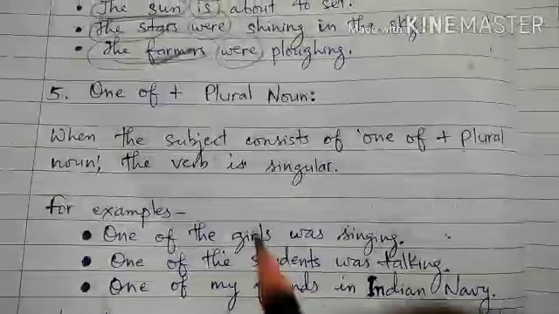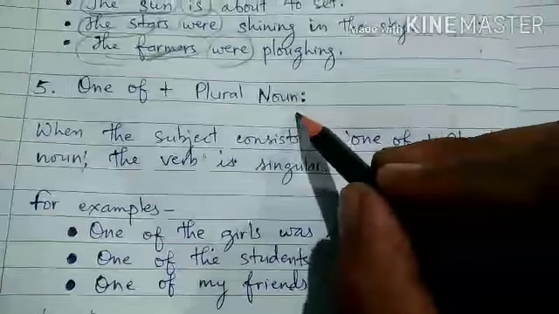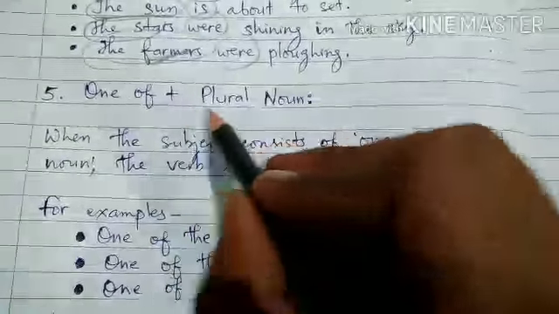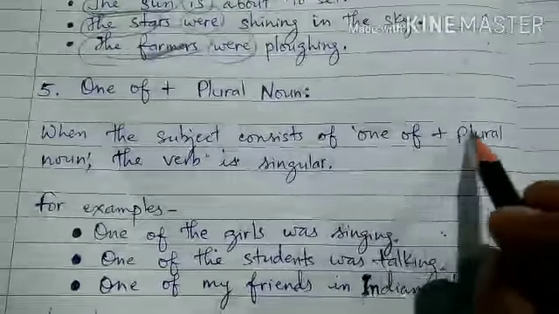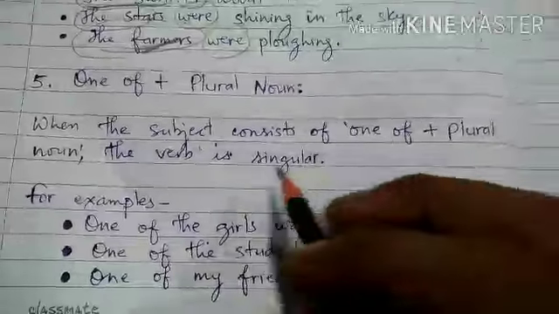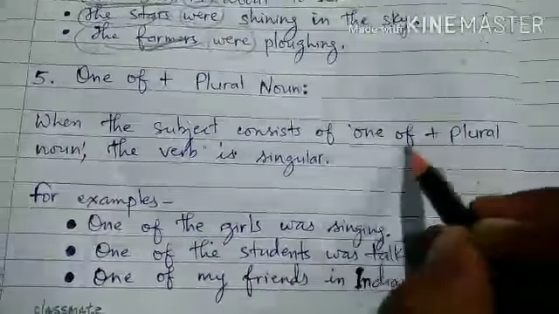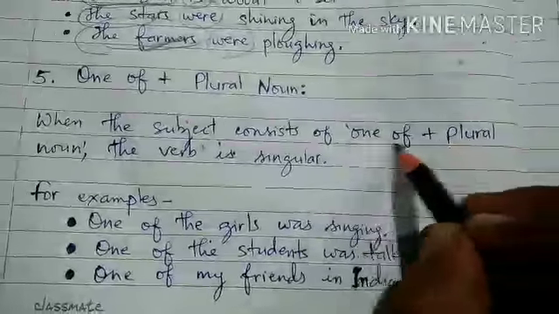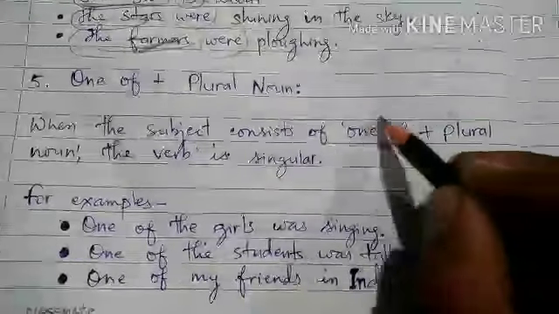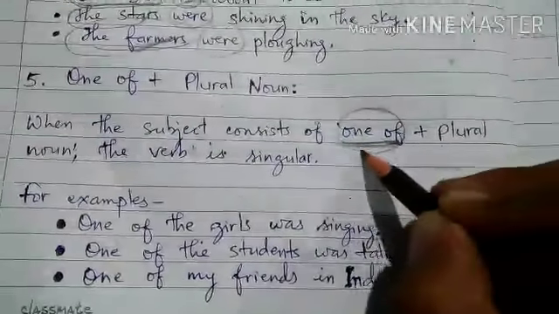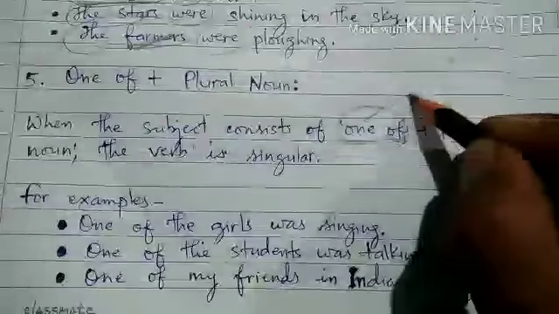And now another one of the most important concepts to understand about subject and verb agreement is "one of" plus plural noun. So when the subject consists of "one of" plus plural noun, the verb is singular. जब भी हम subject को introduce करेंगे "one of" के साथ, so "one of" के साथ जो भी subject आएगा बाद में, they are always plural. Okay, but because of the use of "one of" we have to use singular verb because one is singular.